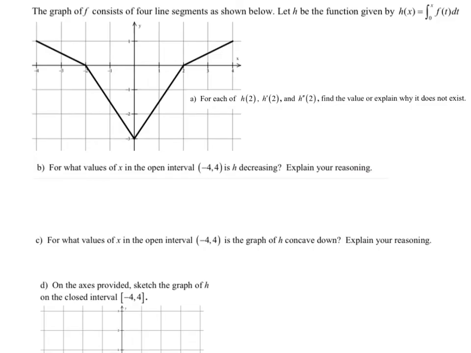Alright, so let's take a look at our first example. The graph of f consists of 4 line segments as shown below. Let h be the function given by h of x equals the integral from 0 to x of f of t dt. Alright, so the first thing I'm going to do, of course, is go get my area. And remember, the area represents the function to the x-axis. Alright, so I have these 3 triangular, maybe 4 triangular sections. I'm going to go ahead and find the area.